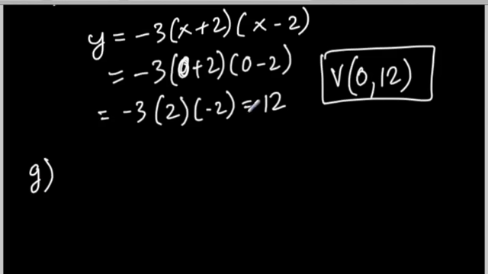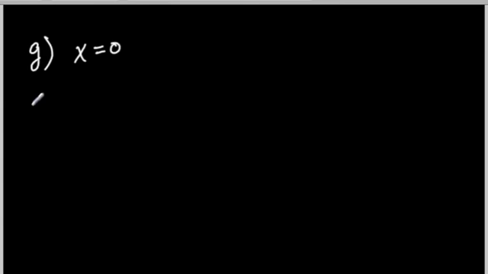G says find the equation of the axis of symmetry. And that's simply the line that goes through the x-coordinate of the vertex. So really, it's just x equals 0. Make sure you always write x equals 0 for the equation of the axis of symmetry.